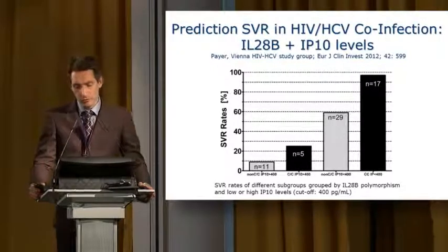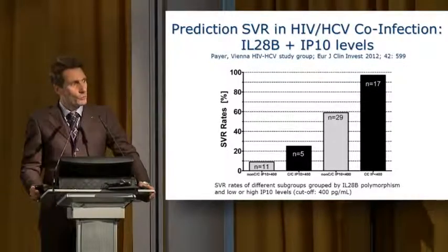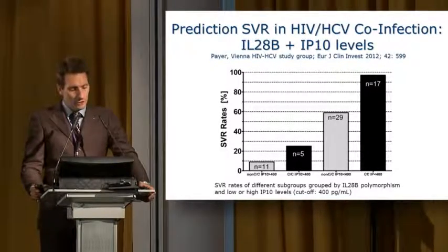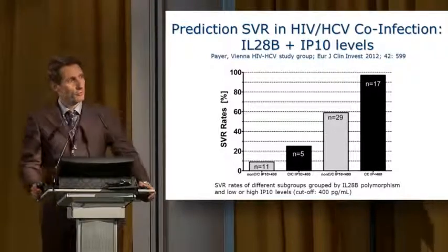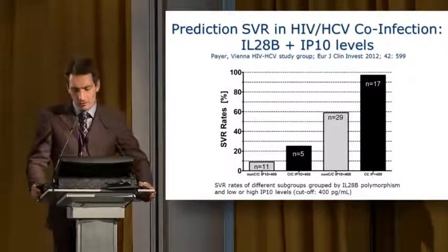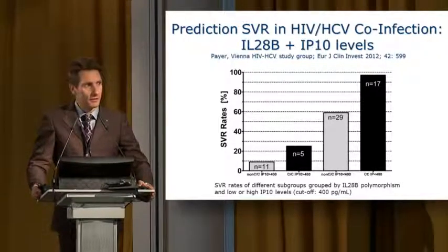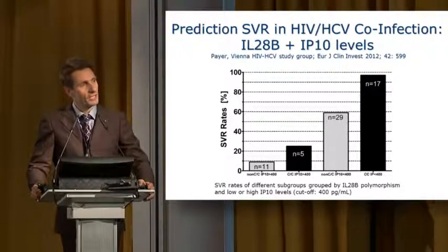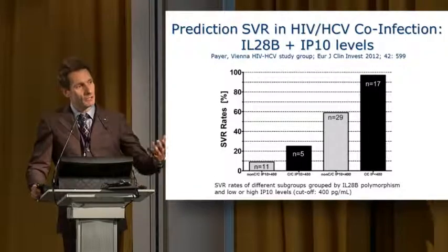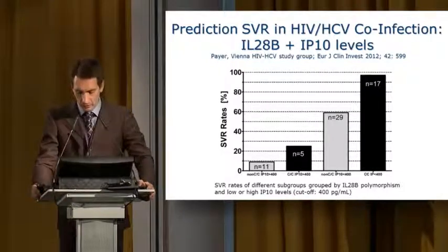Now, the other thing that we were interested in, this is another work from our group in Vienna, is that we wanted to predict SVR by using not only IL-28B, but also IP10 levels. IP10 is interferon-inducible protein 10 and has been shown to be a predictor for response, meaning that if patients have a low IP10 level, which is an indicator of a low activation of interferon-stimulated genes, then this is good, because then by giving interferon, you're able to mount a stronger immune response by stimulating interferon-stimulated genes.